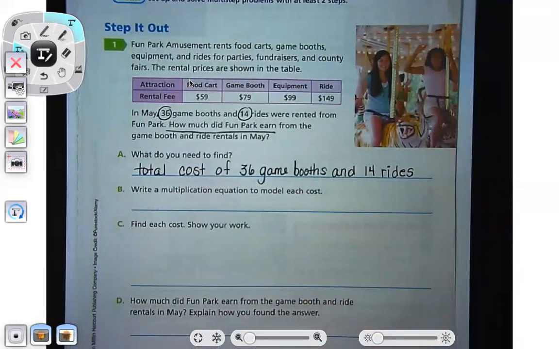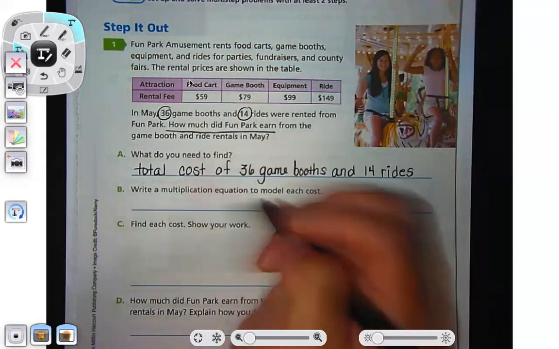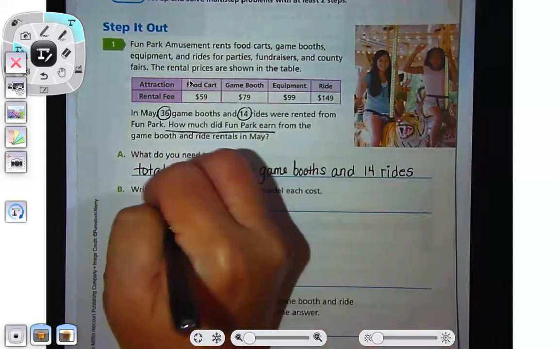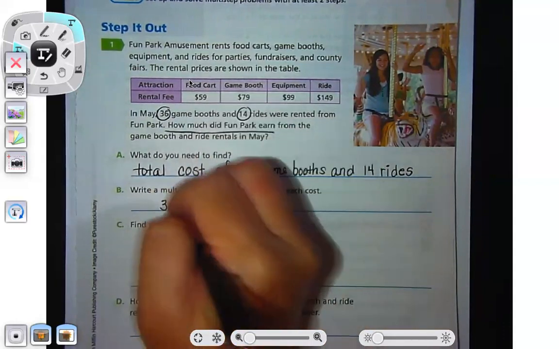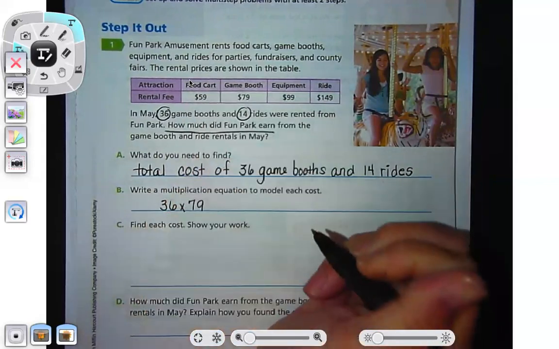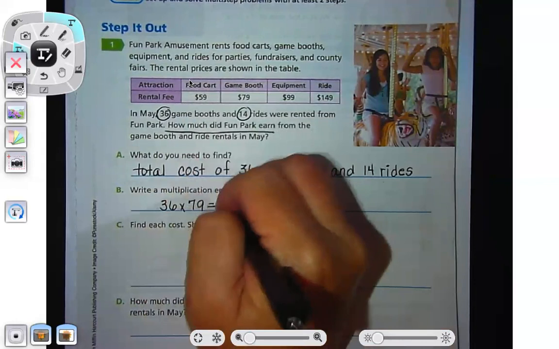Next, it gives us the operation because it says write a multiplication equation to model each cost. So we were talking about equations versus expressions. Expressions will not have the equal sign because it's just asking you what this would look like. But an equation is asking you to solve. So an equation will have the equal sign in it. So one equation that we could possibly write: 36, a game booth is $79, so 36 times 79 will give us, not sure yet, haven't solved it.